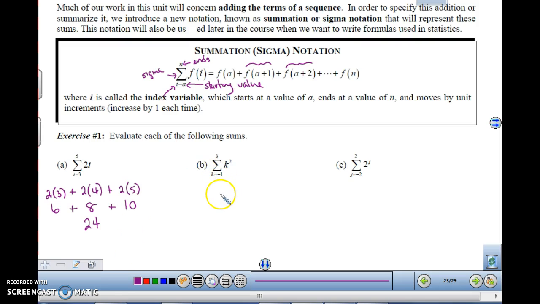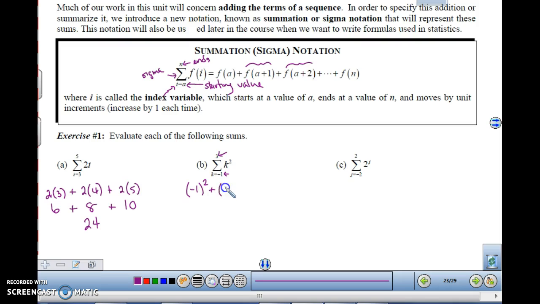Okay, so let's look at letter B. What is the first term of my sequence going to be? Or what's the starting value of my sequence? Well, k is negative 1. So negative 1 squared is going to be my first term. How far do I have to go? Well, I start at negative 1. When do I stop? I stop when I get to 3. So this is going to be negative 1 squared.